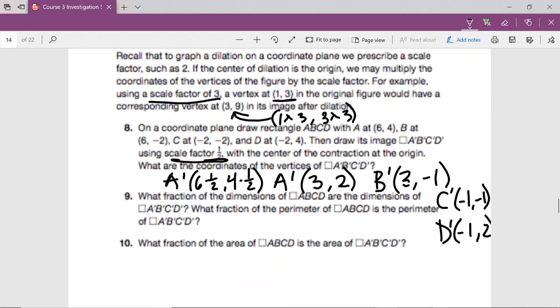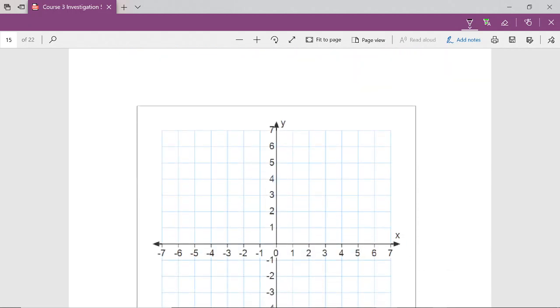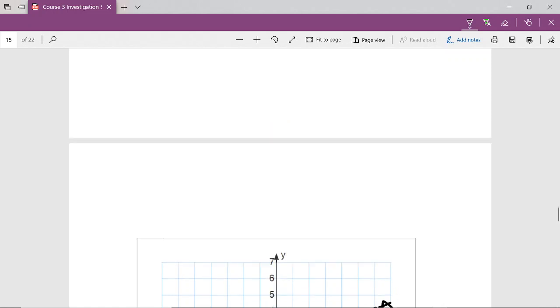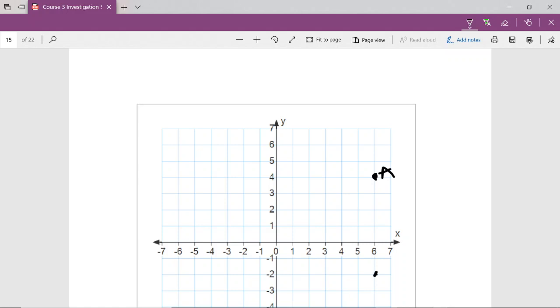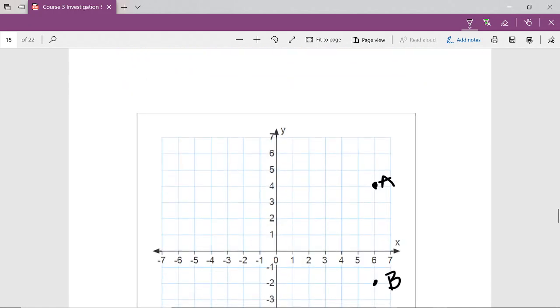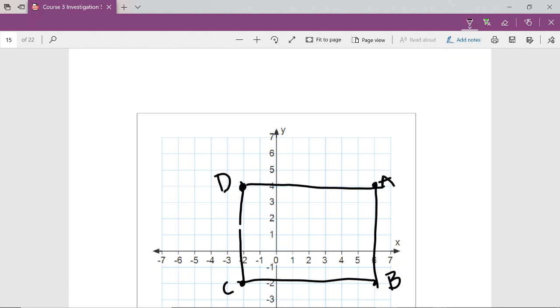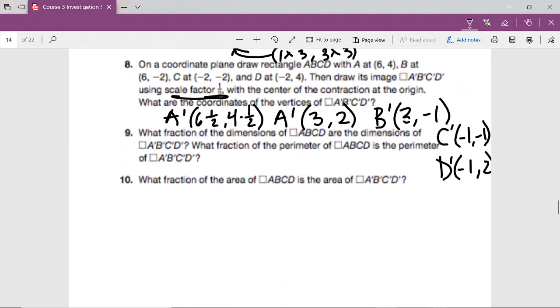All right, so A was at 6, 4. B was at 6, -2. C was at -2, 2. And D must have been here at -2, 4. Which means when we use our dilation now, we should see this figure just a little bit smaller inside of this big one. Okay, it's not always going to be inside, but this one does actually end up inside.